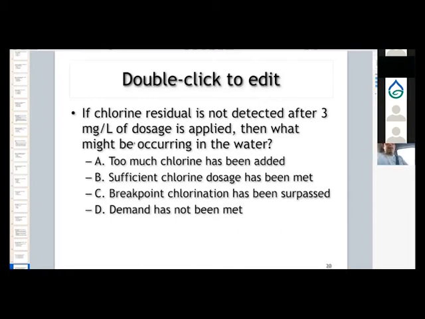So when dealing with disinfection, everyone's got to understand the dosage is equal to the chlorine demand of the water plus your residual. So in this situation, if we fed 3 milligrams per liter of chlorine and we still do not have a residual, that means the demand has not been met. So the demand is greater than 3 milligrams per liter. For example, if we had water that had a demand of 4 milligrams per liter and you dose 5 milligrams per liter, the demand would be the 4 and then you would have a 1 milligram per liter residual at the end.